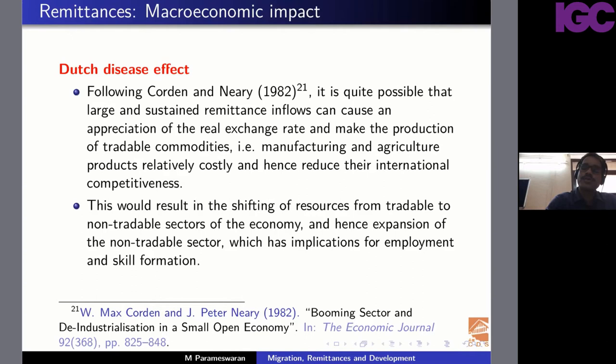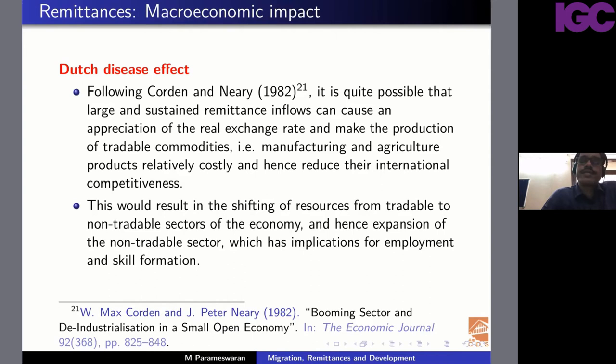Tradable commodities, manufacturing commodities and agricultural products, you can import from other places if the price is higher. So the real exchange rate, that is the ratio of tradable sector price to non-tradable sector price, will fall, and this will discourage manufacturing and agriculture. Also, the expansion of the non-tradable sector increases the wage rate of the factors of production, and the tradable sector may not be able to bear it. The cost of the tradable sector will also increase, and the increased cost will discourage production. Instead of producing domestically, you can import it. So that is the Dutch disease idea.